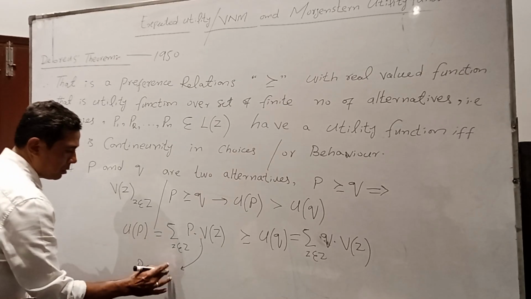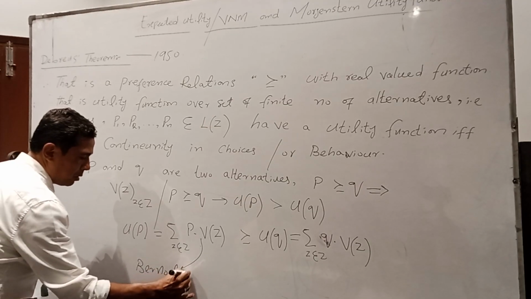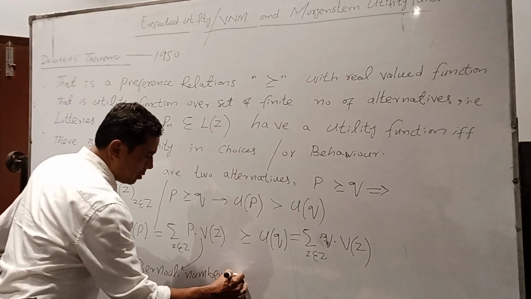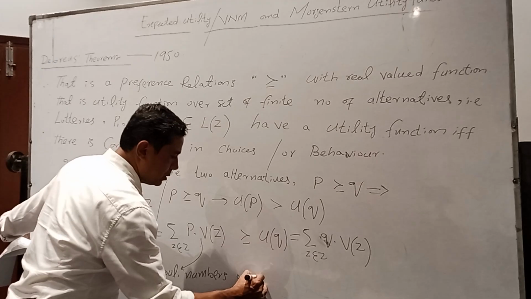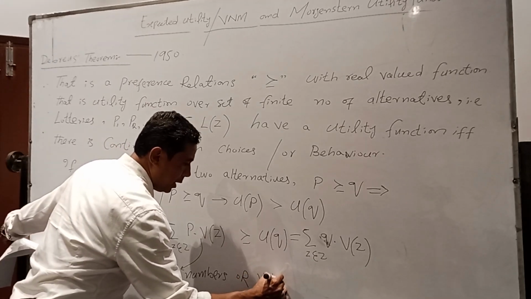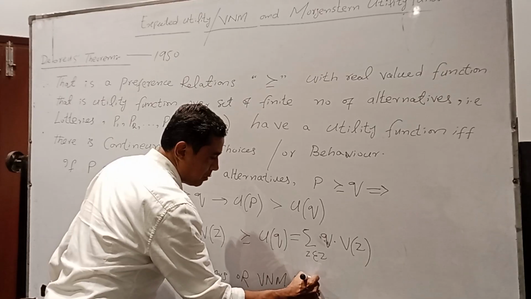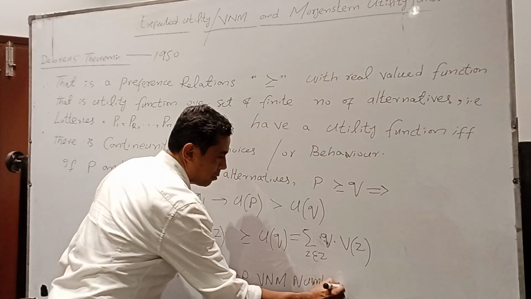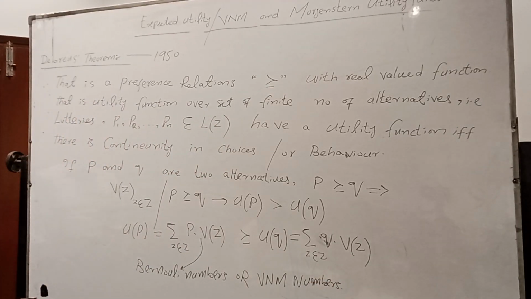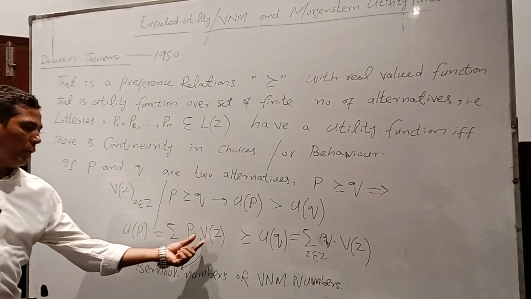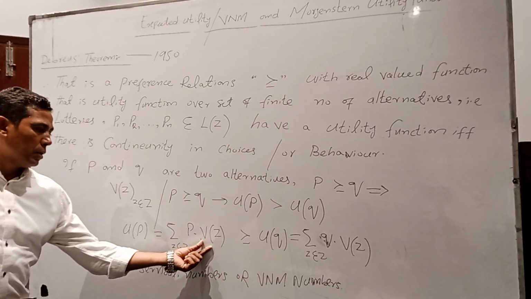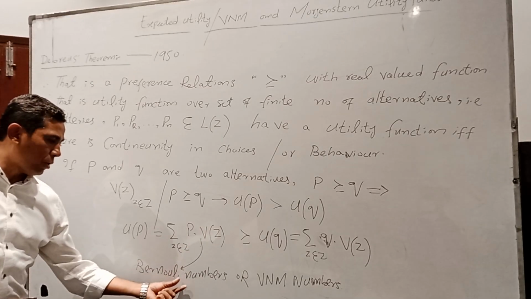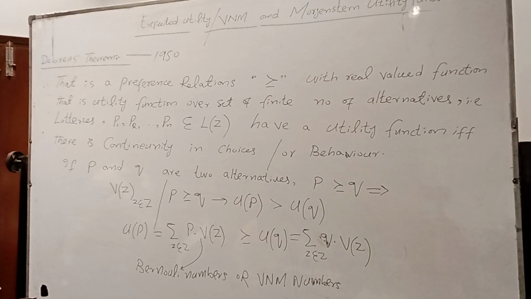These values are called Bernoulli numbers or von Neumann numbers. The value of the outcome which we assign subject to the utility function is called Bernoulli numbers or von Neumann numbers.